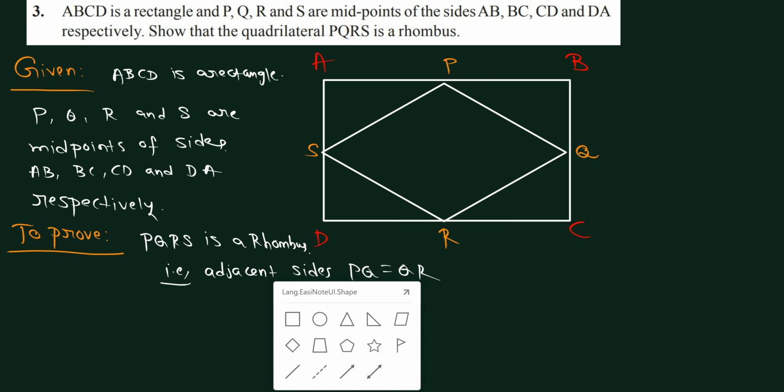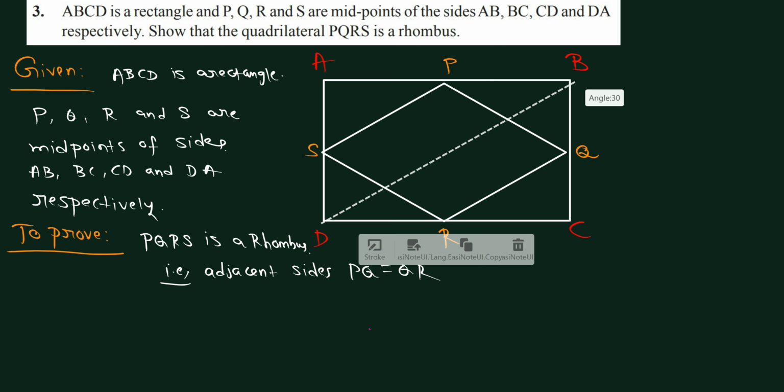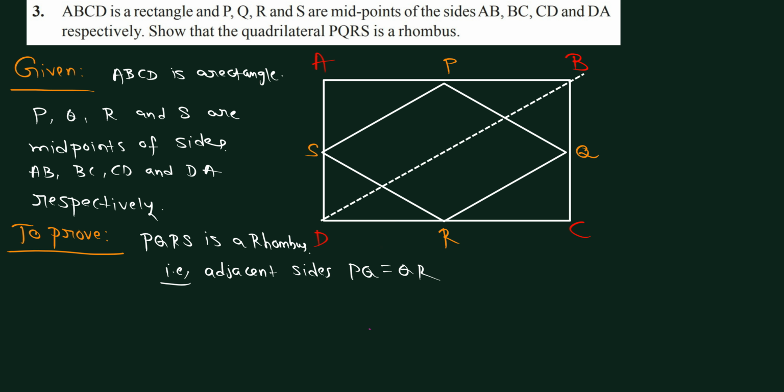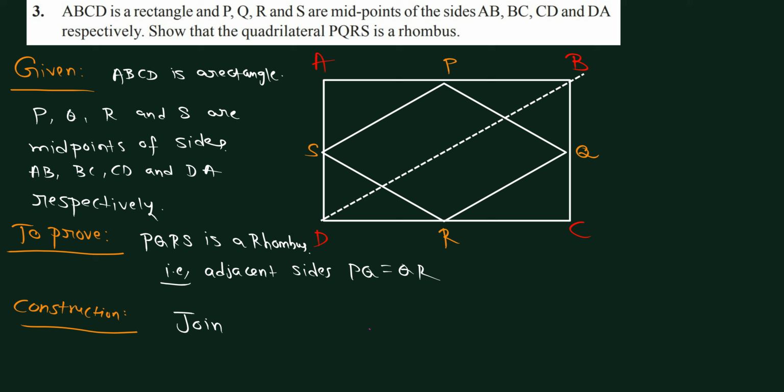For this, I am taking one construction. Join the diagonal BD. Write the construction: join diagonal BD.